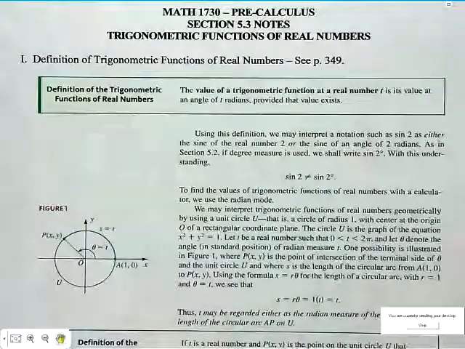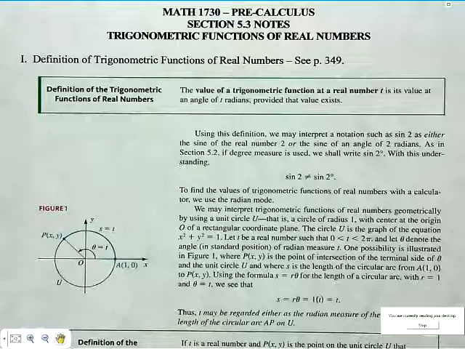That last interpretation of trig functions was just that the sine of theta was the y coordinate over the radius, the cosine of theta was the x coordinate over the radius, and the tangent of theta was the y coordinate over the x coordinate. And on the unit circle, that radius would be 1, because that's the definition of a unit circle, a circle centered at the origin with radius 1.